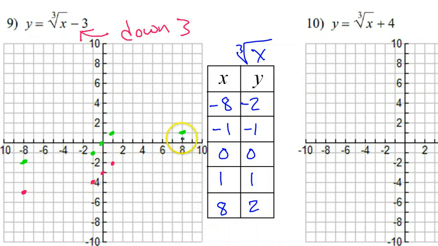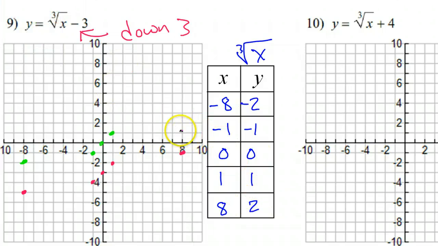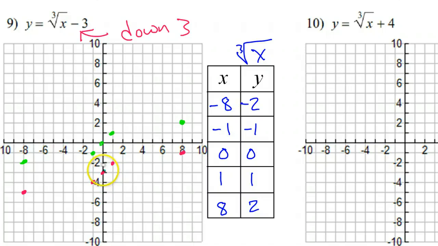This. And wait a minute. That one got messed up. Okay, I put this point in the wrong place. Silly me. It was 8, 2, not 8, 1. Should have been right there. Okay. And then we draw the curve, and that's it.